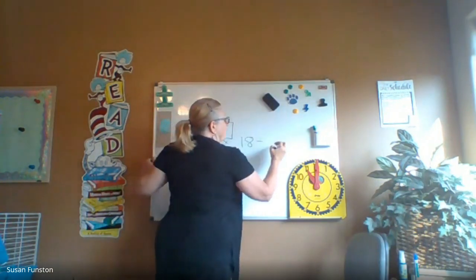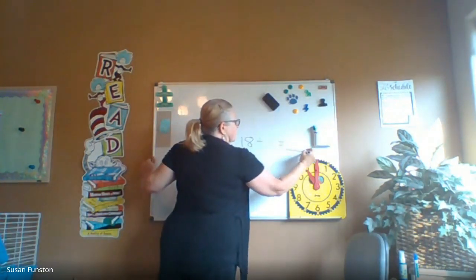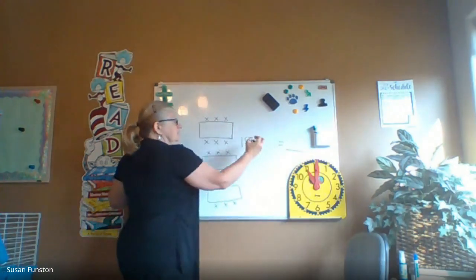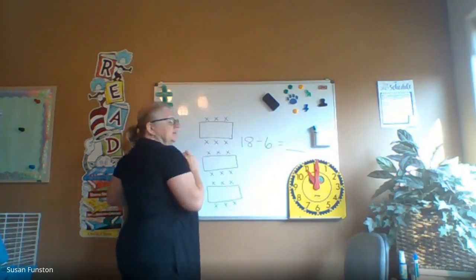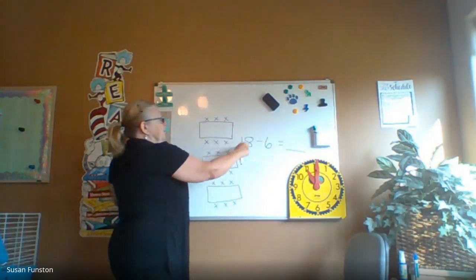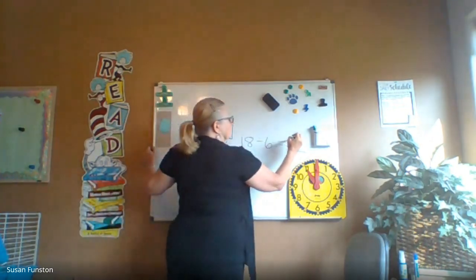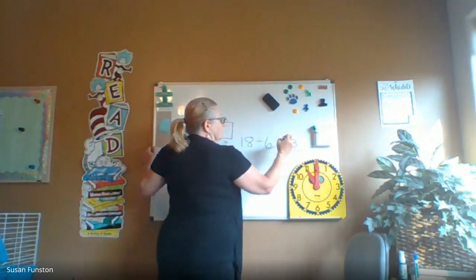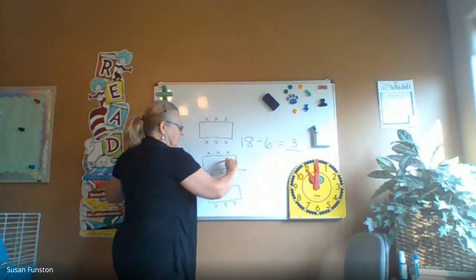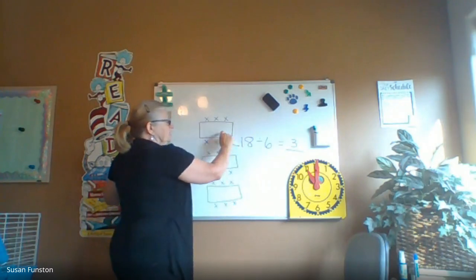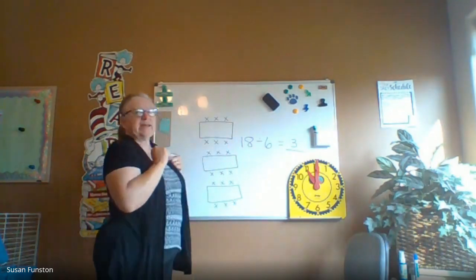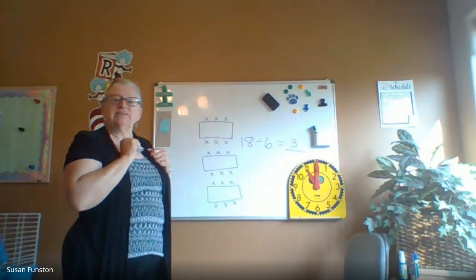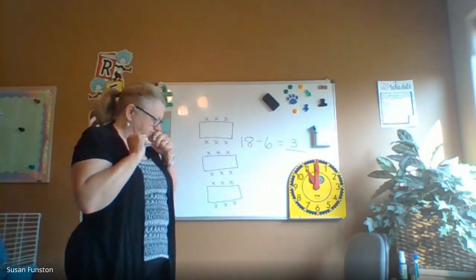Okay, I don't know how many tables I need, but I do know that 6 people can sit at each table. So 18 divided by 6 is 3, because here I have 6, 6, 6, and I needed 1, 2, 3 tables. So 18 divided by 6 is 3.